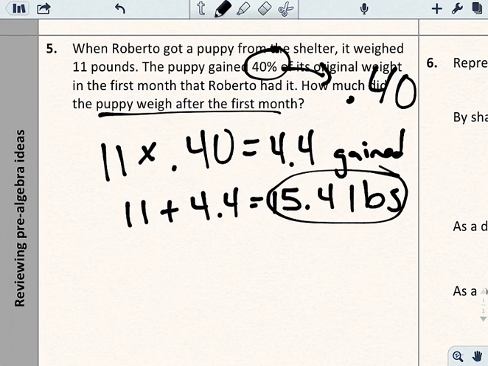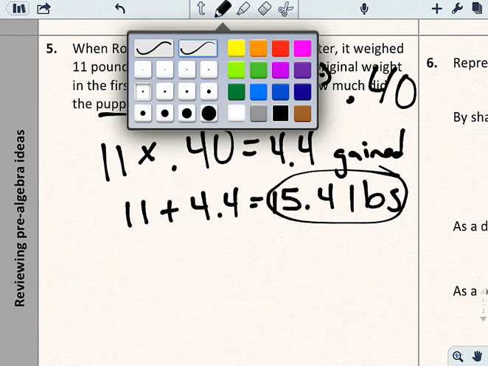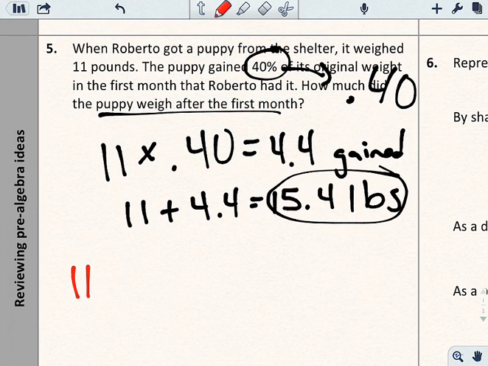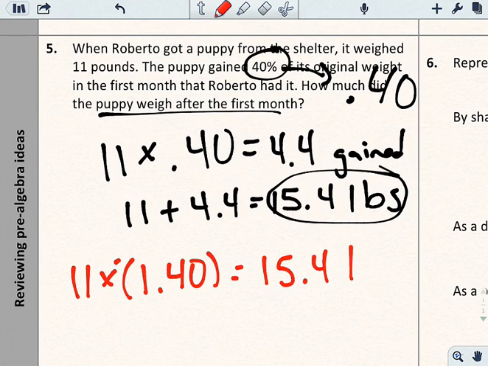Okay, there is another way to do this. Now I'm going to present that in a different color. He was 11 pounds, and he's going to keep his 11 pounds. He's going to keep the 100% he had. Then he's going to gain 40 more percent. So he's going to be at 140%, which as a decimal is 1.40. So I multiply 11 times 1.40. Lo and behold, I get exactly 15.4. Check it on a calculator if you don't believe me.